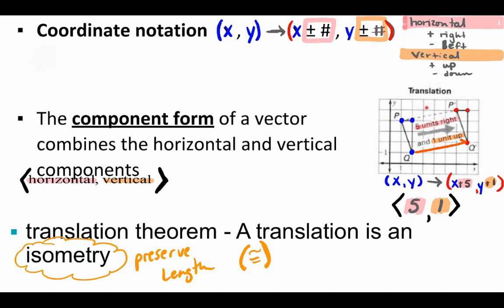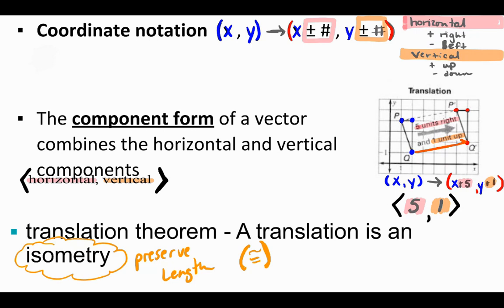So in our particular example, we're moving every point 5 units to the right and 1 unit up. So we're taking our ordered pair, and to get our new location, we're going to take every X value and add 5 to go 5 units right. And we're going to take every Y value and add 1 to go 1 unit up.